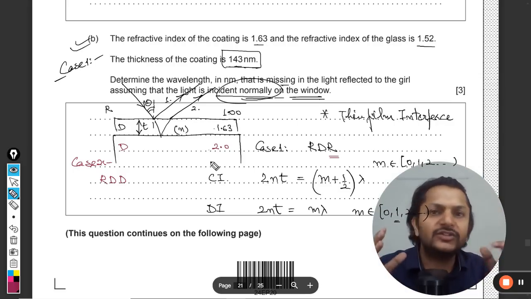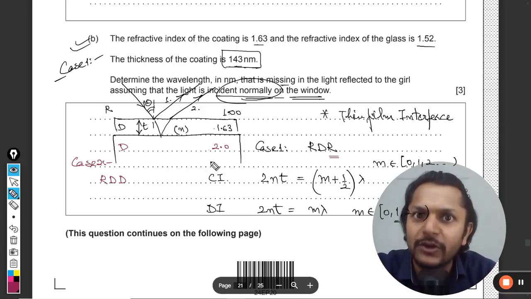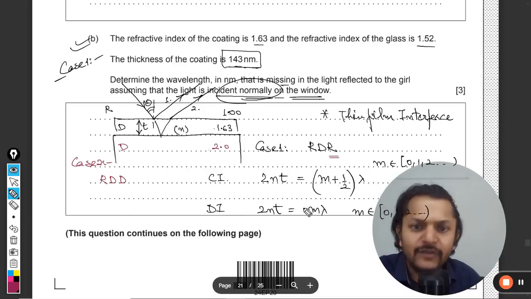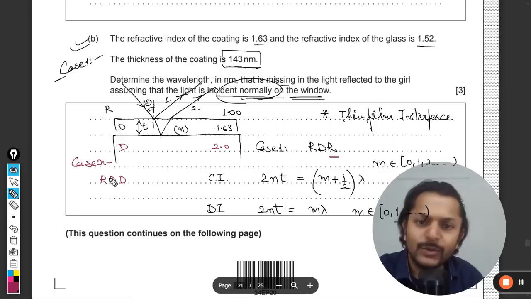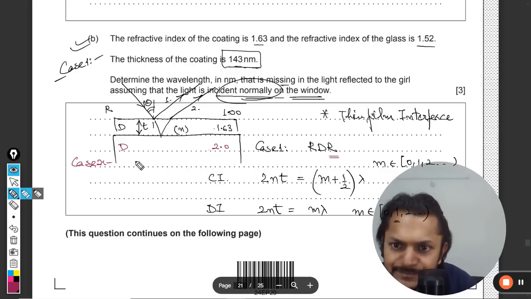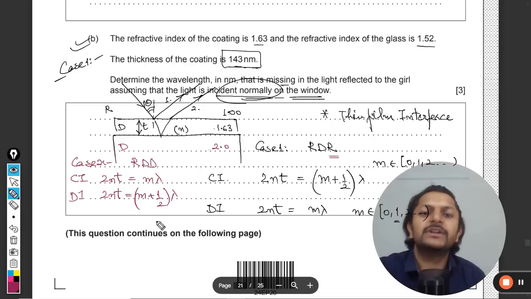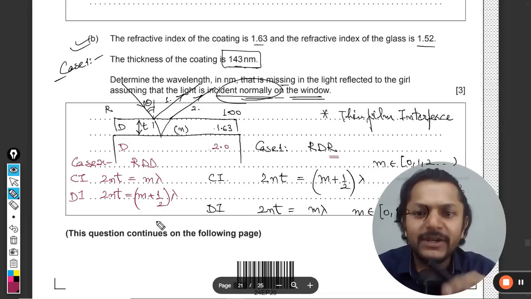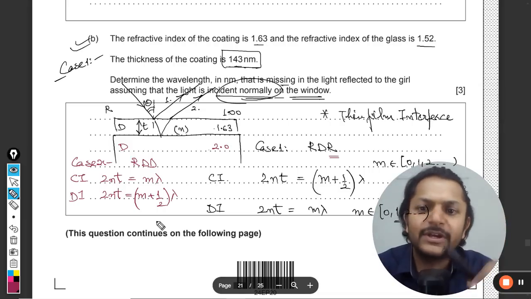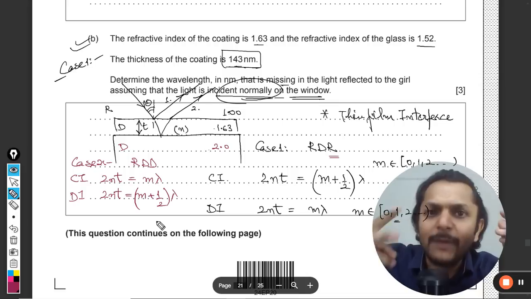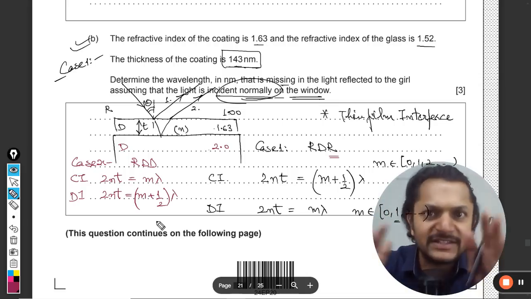There was a question that said a solar cell is having a refractive index which is more than the coating. What to do in that kind of case? In that kind of case, these formulas are swapped. So what is happening in constructive interference? In constructive interference, 2nt becomes equal to m lambda, and in destructive interference, this becomes m plus half into wavelength lambda. So they are basically swapped with each other because of the phase differences and all that.